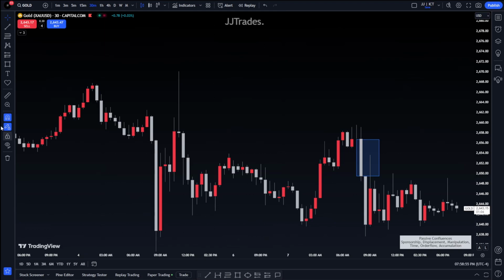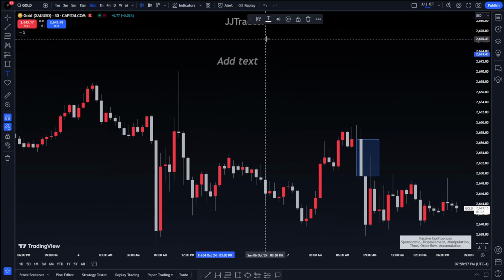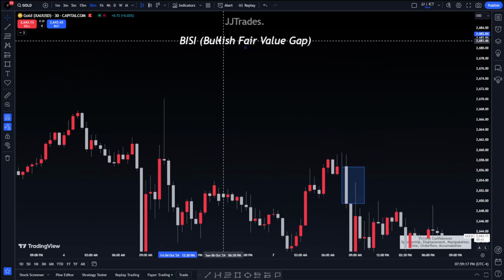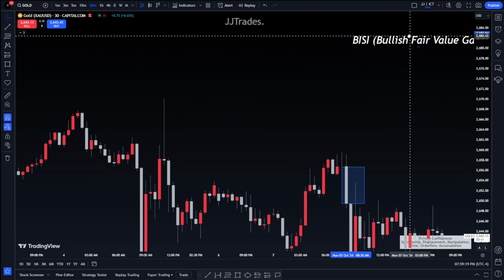So a BISI, which is a bullish fair value gap. So we're gonna mark this as bullish. If I can even type bullish, bear. Oh my god, I can't type. My caps lock is on. Yeah, I can't type. Hold on. Let me log in. Okay. So a BISI is a bullish fair value gap. For shorter terms, that's what a BISI is.